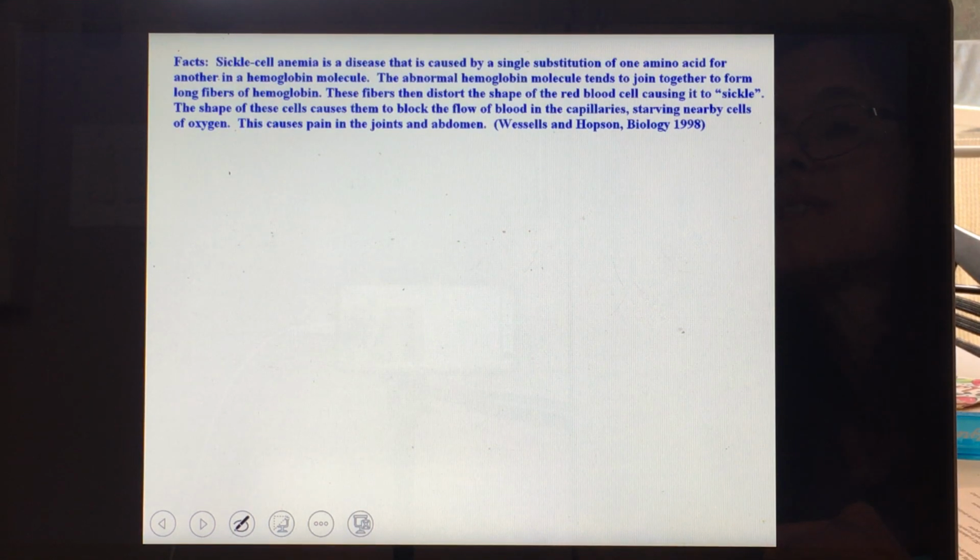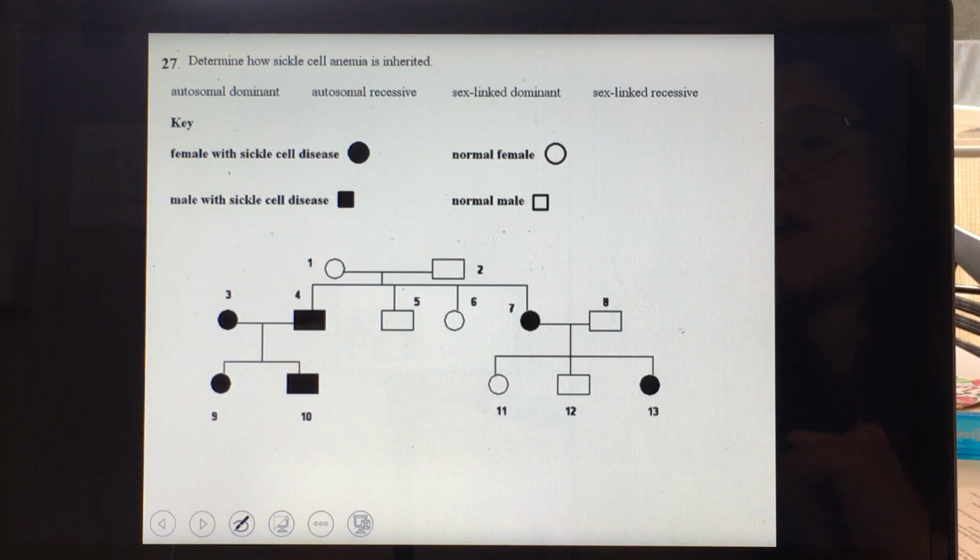So, sickle-cell anemia is a disease that's caused by a single substitution of one amino acid for another in a hemoglobin molecule. The abnormal hemoglobin molecule tends to join together to form long fibers of hemoglobin. These fibers then distort the shape of the red blood cells, causing them to sickle. The shape of these cells causes them to block the flow of blood in capillaries, starving nearby cells of oxygen. This causes pain in the joints and abdomen.